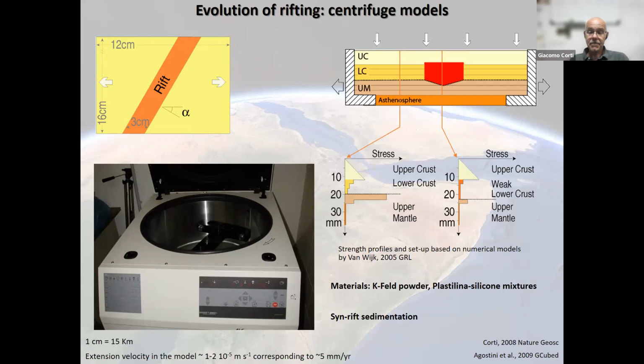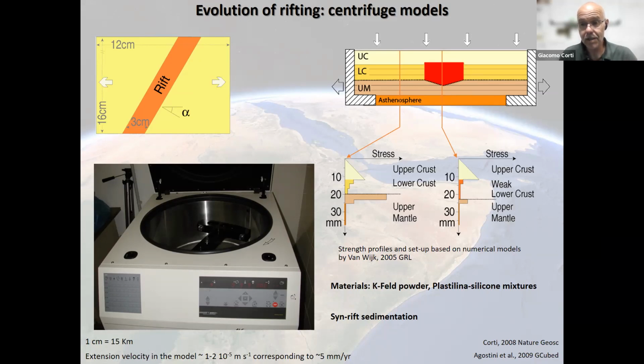In this case, I will show you an oblique rifting model, but the same evolutionary cues apply as for the orthogonal model. Again, we have a complex stratification of the model, which is supposed to reproduce the complex stratification of the continental lithosphere, of course, in a simplified way. We have a central weak zone, as in nature, which localizes the deformation. We have, again, materials such as sand or plasticine silicone mixture to reproduce the different ductile and brittle layers of the continental lithosphere.